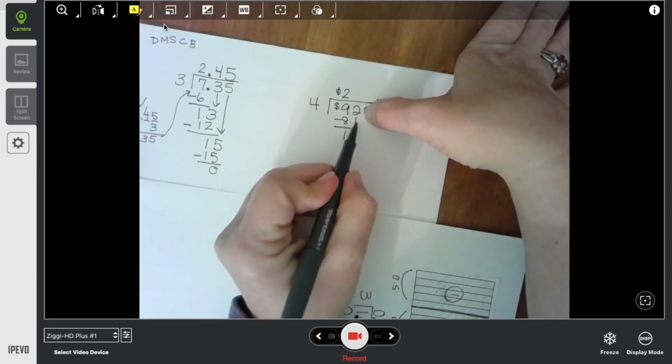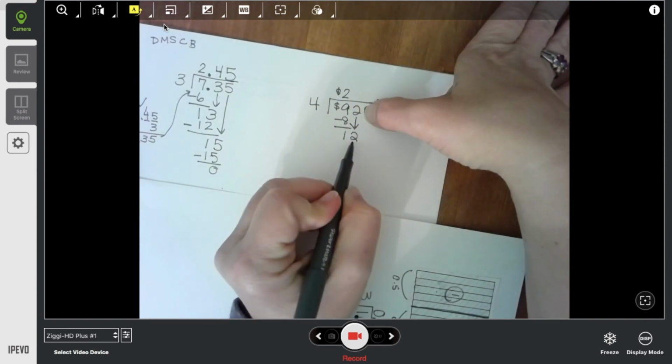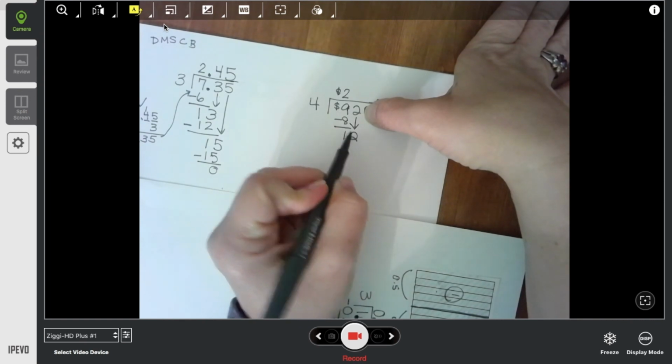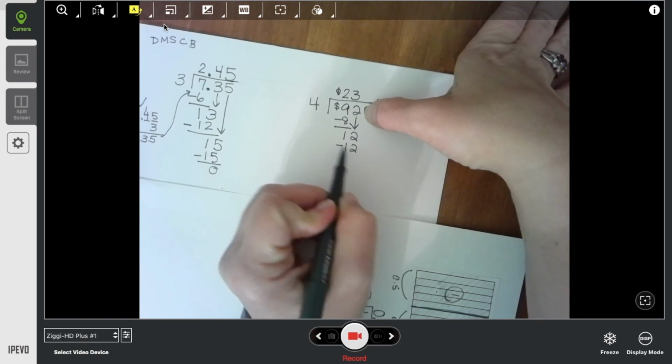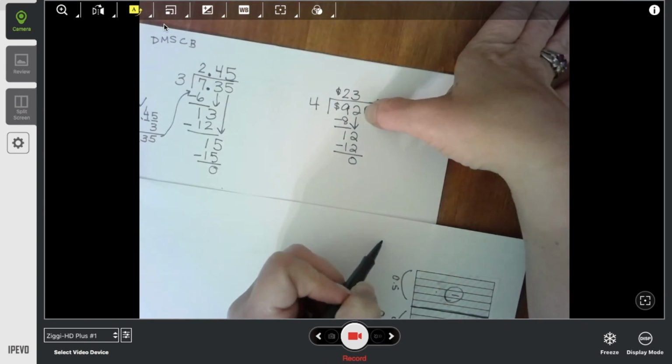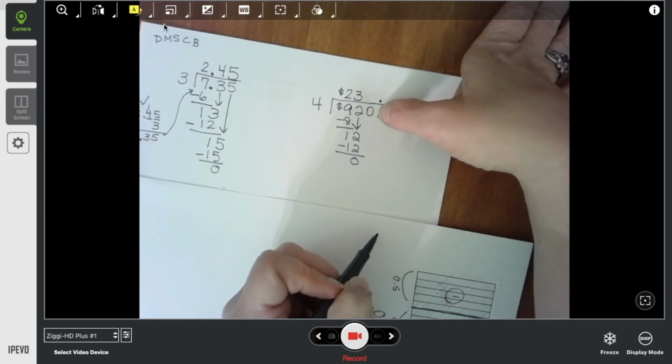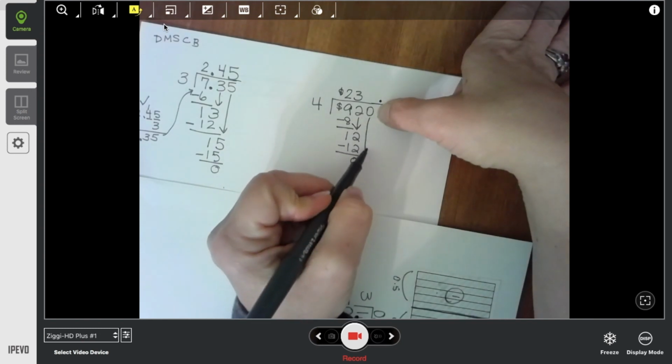Bring down the 2. New number. How many 4s go into 12? 3. 3 times 4 is 12. Subtract to get 0. 0 is smaller than 4. Move on over. Another 0.